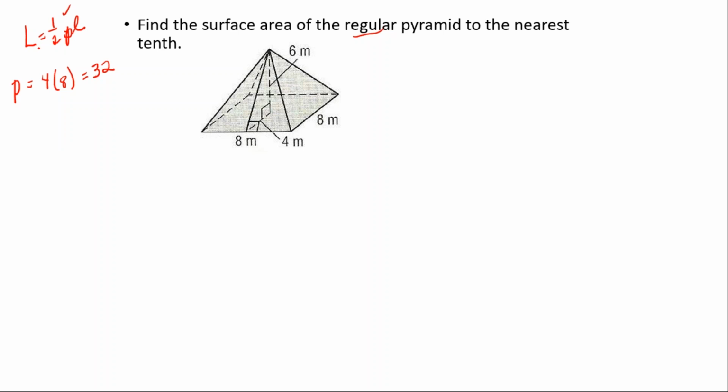I know that's my lateral. I have to do surface area equals the lateral plus the base. So I'm just trying to get the lateral out of the way. But the lateral is 1/2 the perimeter times the slant height. Now, the hard part, I have my perimeter. I know what half is. I have to find my slant height.